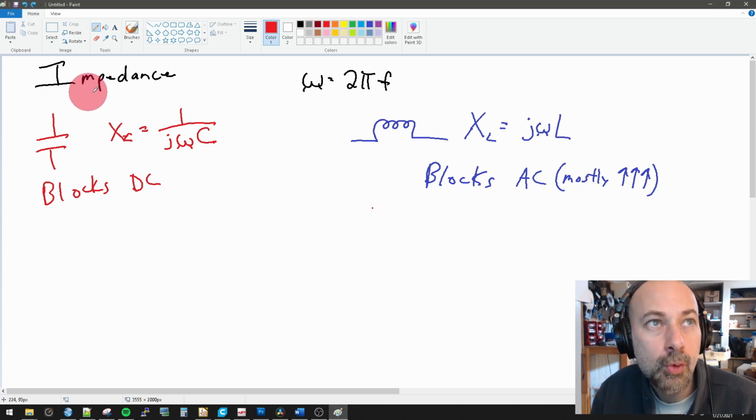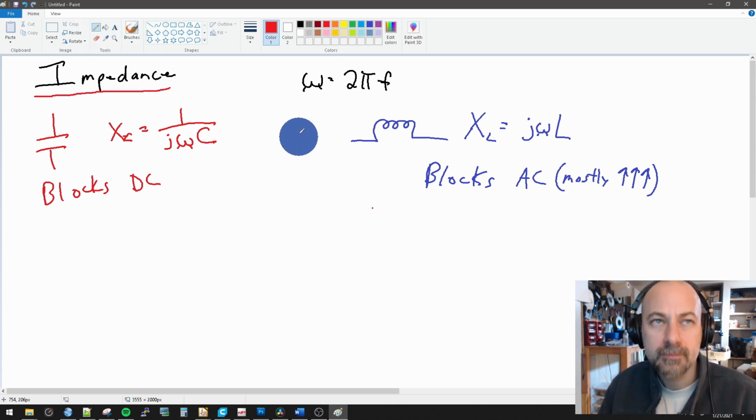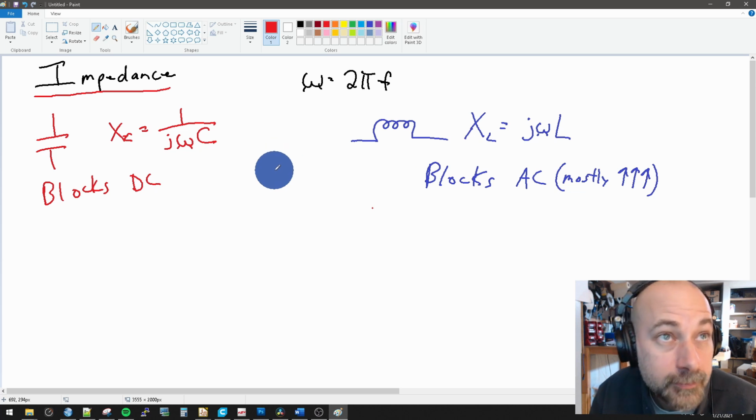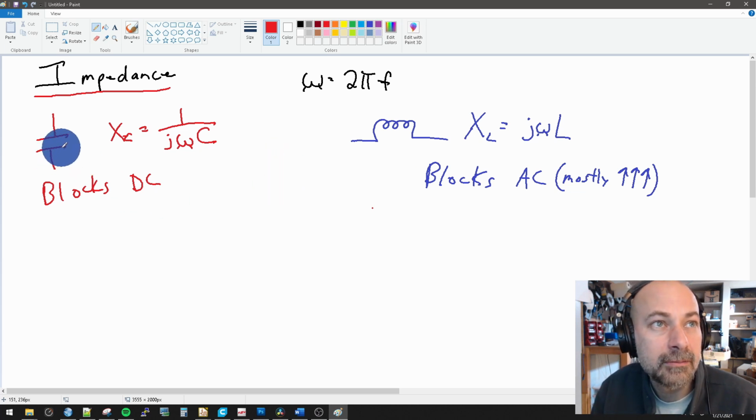Okay, impedance. Impedance, again, is just resistance at a certain frequency. It's the exact same thing as resistance, but we have to remember to account for frequency. That's the difference. So we have this capacitor, mostly a capacitor.